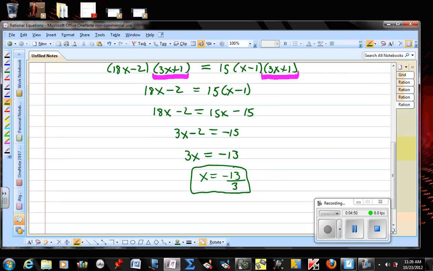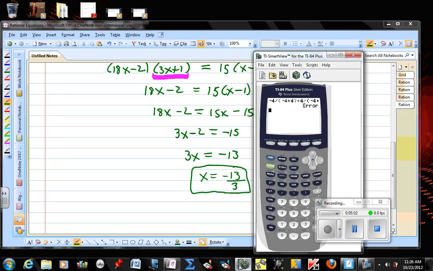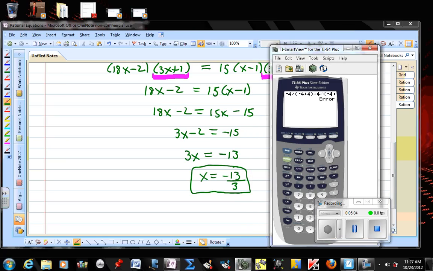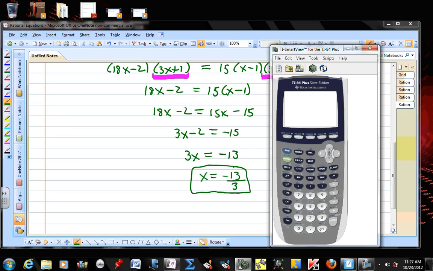Okay. Now we're not sure if this is an answer. Maybe 13 thirds, maybe negative 13 thirds would make this value undefined. Let's go back and check. Here's a little trick you can use if you'd like, because some people have trouble typing in long expressions with negative signs and fractions. So we can take negative 13/3 and store it in our calculator.